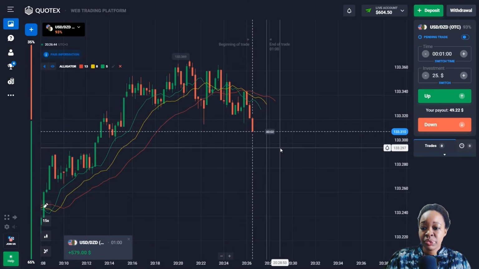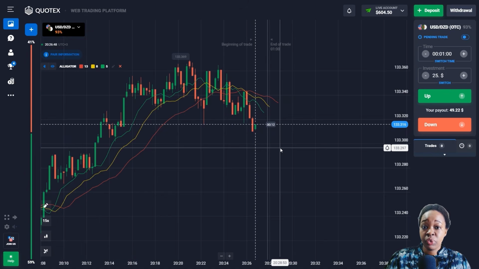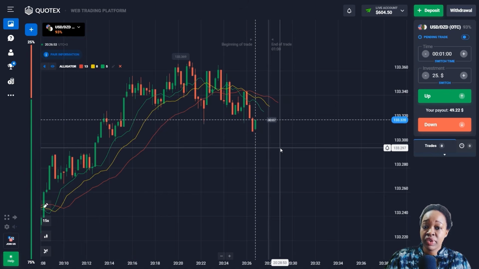As you can see, the price moves according to my scenario and shows a decrease. Here I got a very good profit. 1 minute was quite enough for this trade. So let me continue and find the next entry point.